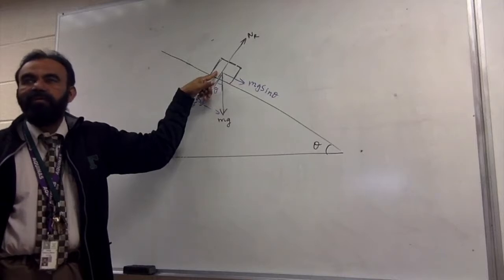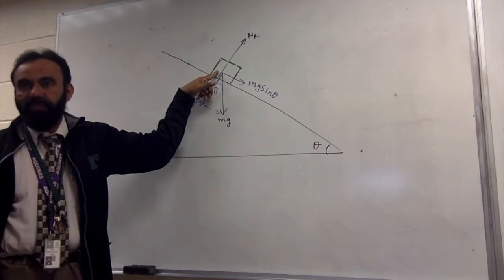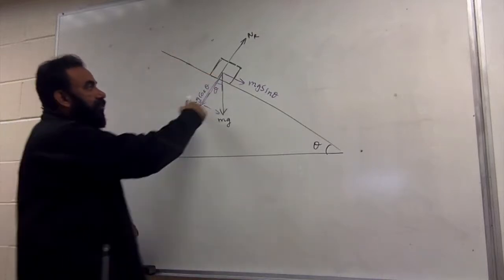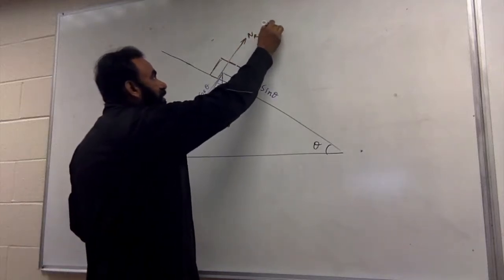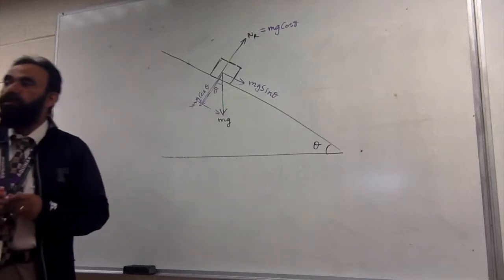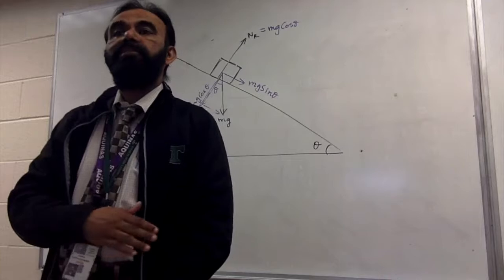Which law? First law says what? If this is sitting at rest because of two forces, those two should cancel. So what is the normal reaction? mg cosine theta. So if you want to find the normal reaction on an object sitting on an inclined plane, the answer is mg cosine theta.